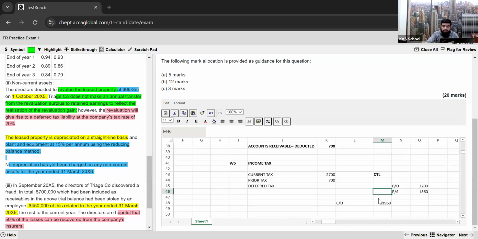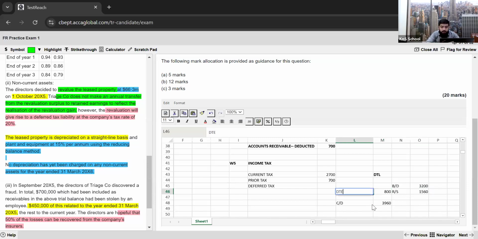Now we are going to calculate the difference. On the credit side there is an amount of I think 4,760, and on the debit side there is 3,960, which means the debit side is shorter. So we are going to have a balancing figure on the debit side, which is 800.